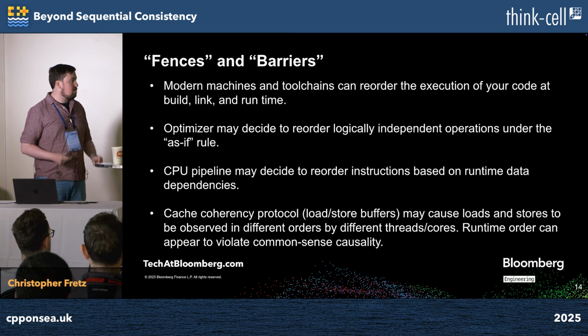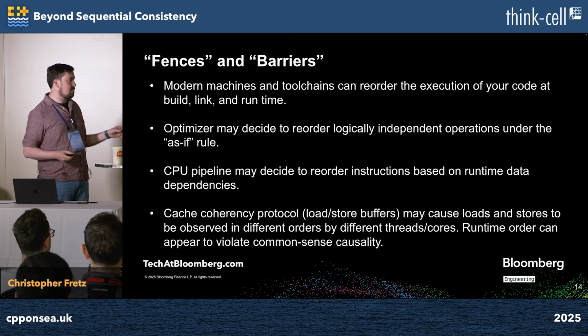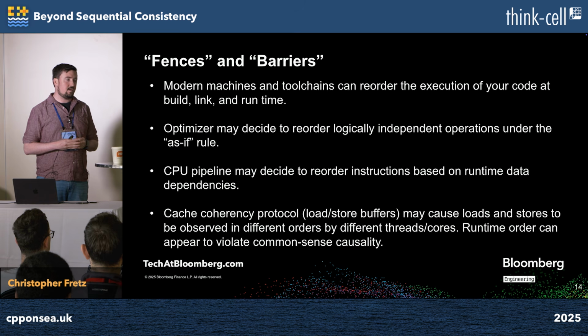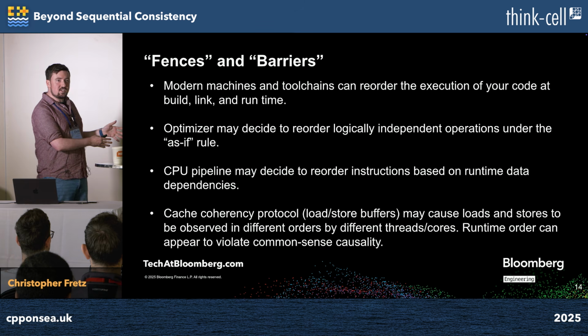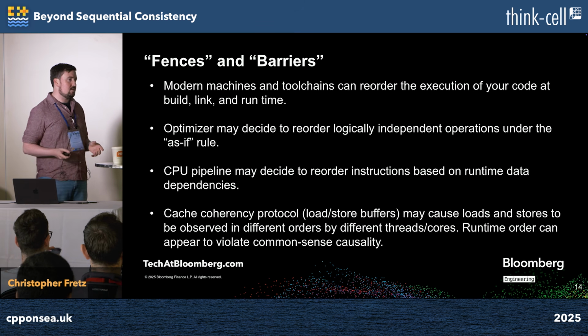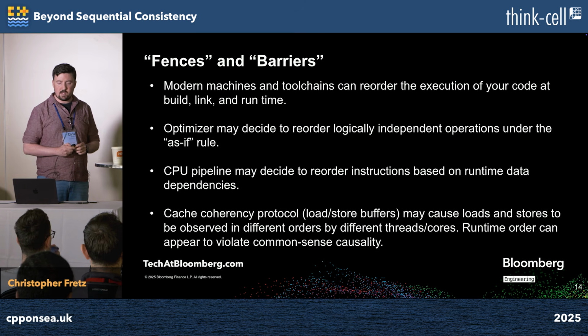And the cache coherency protocol between those different cores may also cause the loads and stores to be observed in different orders by different threads or cores. And so what a single processor sees may attempt to violate common sense causality from the perspective of the program that you originally wrote. And so this can be really challenging to work with. And so we need a way to actually constrain this, to put limits on what the implementation can and cannot do in terms of reordering.